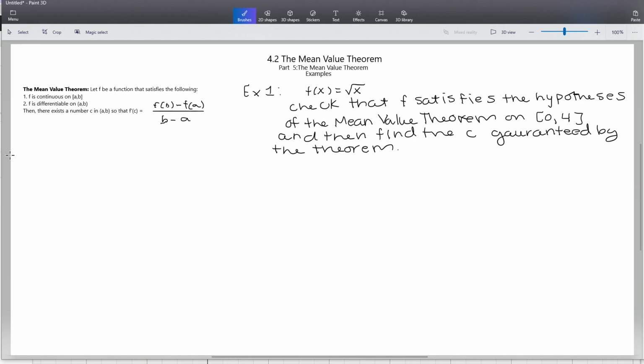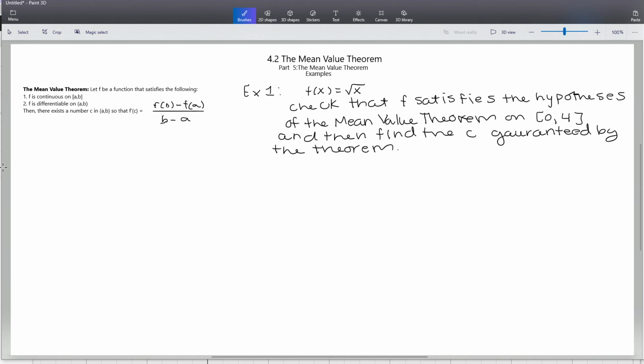We want to check that our function square root of x is satisfying the hypotheses on the interval 0, 4, and then we want to find the c that is guaranteed by the theorem. If we forgot what the mean value theorem is, that's up here on the top left-hand corner. So let's go ahead and check those hypotheses.